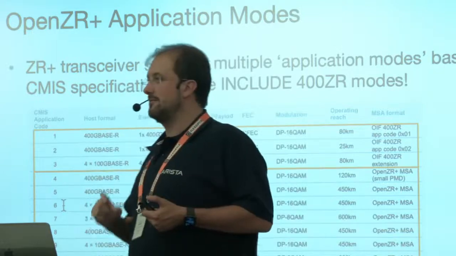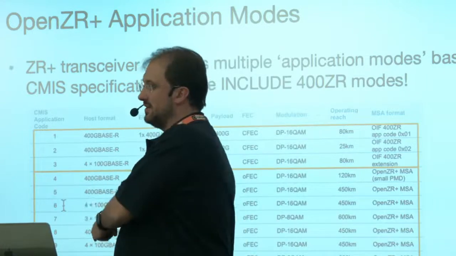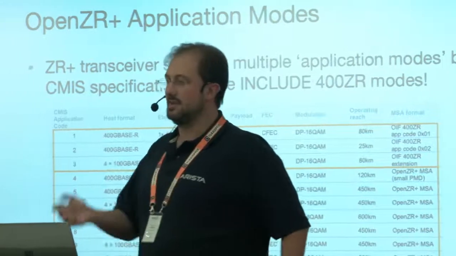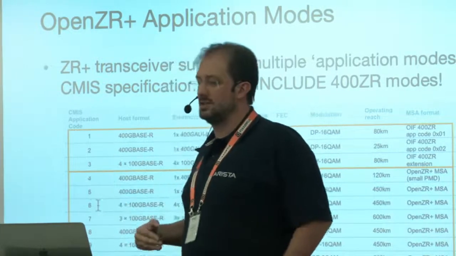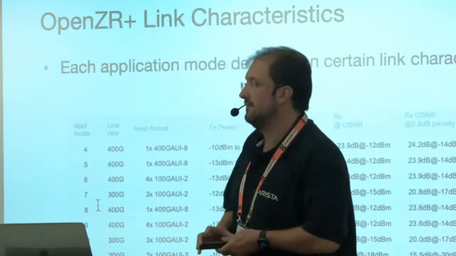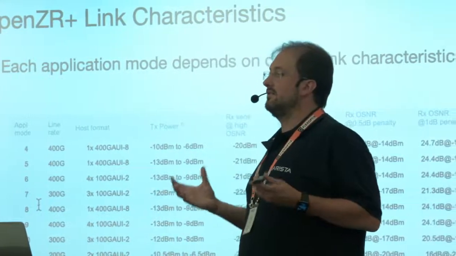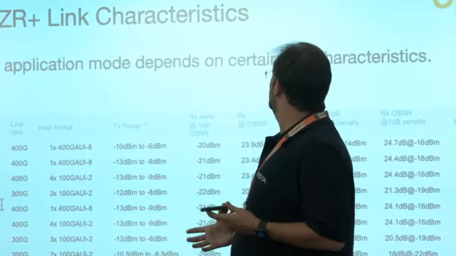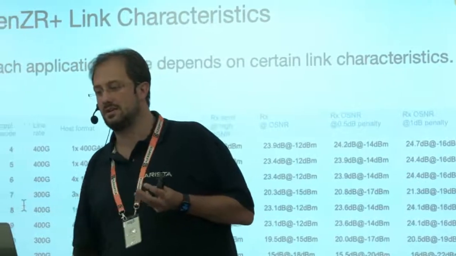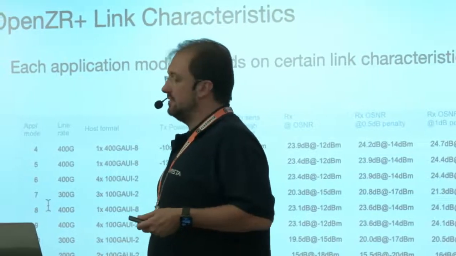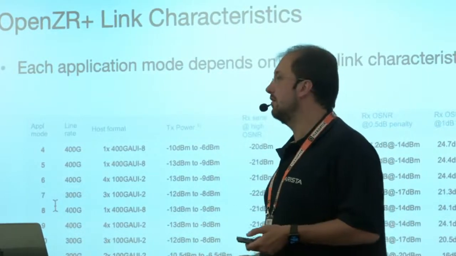Later on, you will also see we're operating one link on a very odd mode, which is a 3x100G electrical and 3x100G optical. But it is really represented as three different interfaces on the switch itself. For the link characteristics, there you pretty much define what kind of application mode you're running on, depending on what kind of TX power you have, what kind of OSNR you have, or what kind of chromatic dispersion you have. So there are a lot of different values which you need to take into account when you really want to run long-haul links.